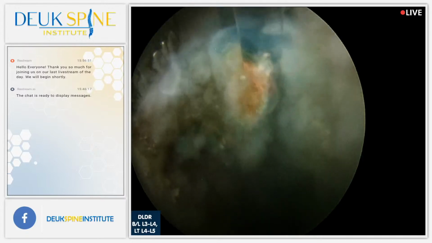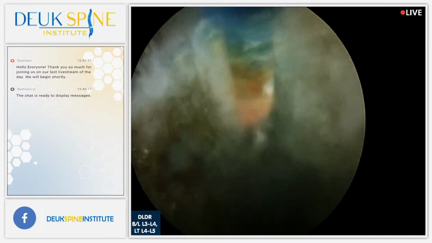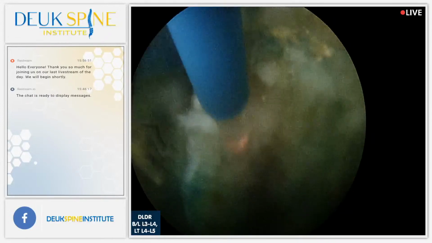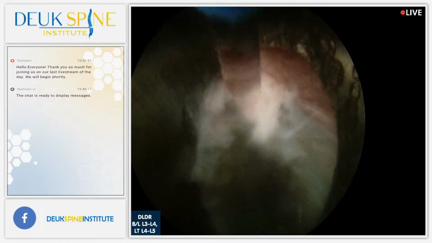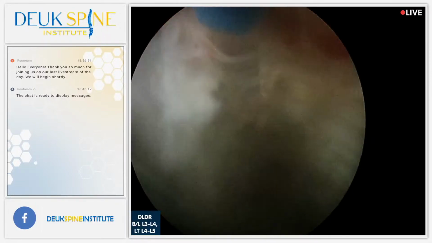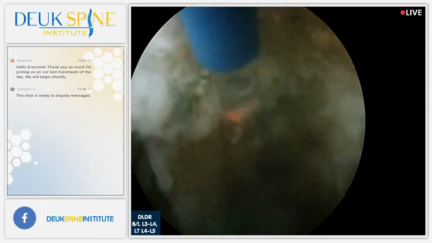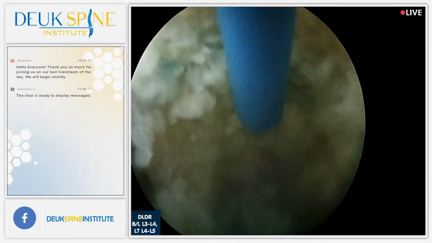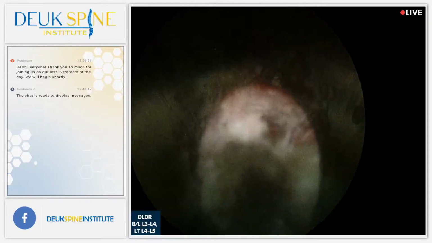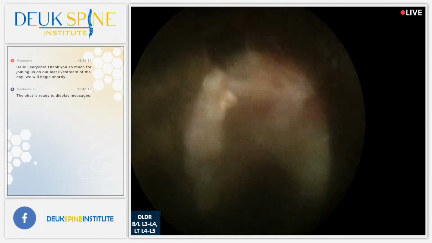So this disc was a 10 out of 10, concordant for back pain. This is the L4-5. I'm just about finished. Then we're going to do the L3-4. One of the things you can look for on the next disc will be, you can see the needle on the other side, coming in from the other side. It's pretty cool to be able to see that.